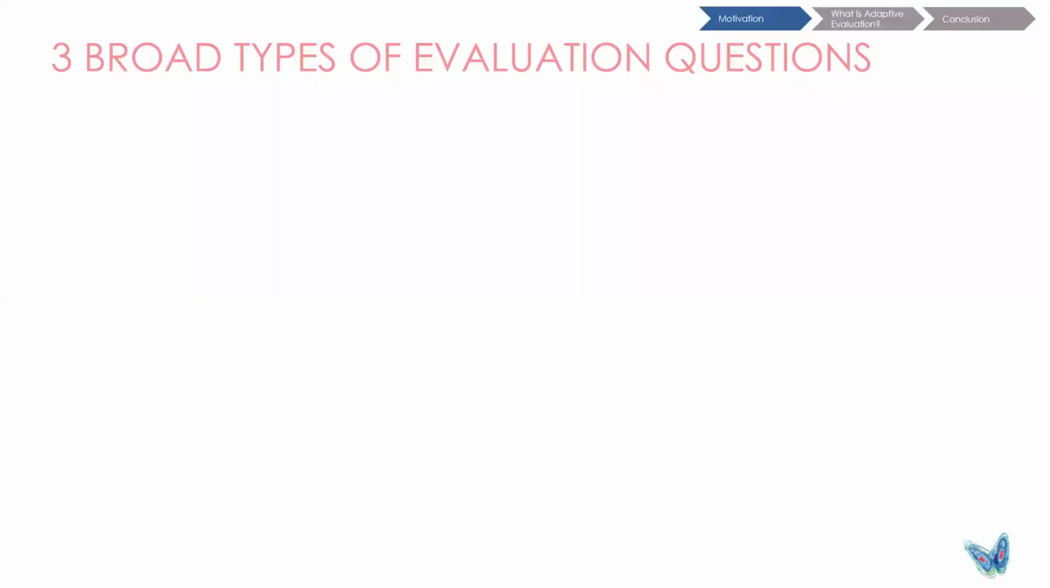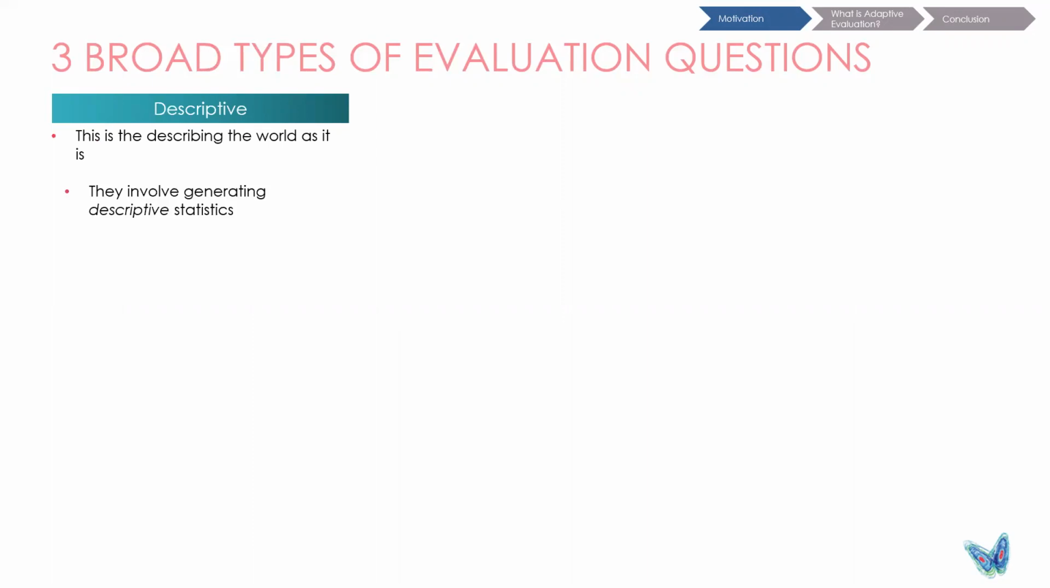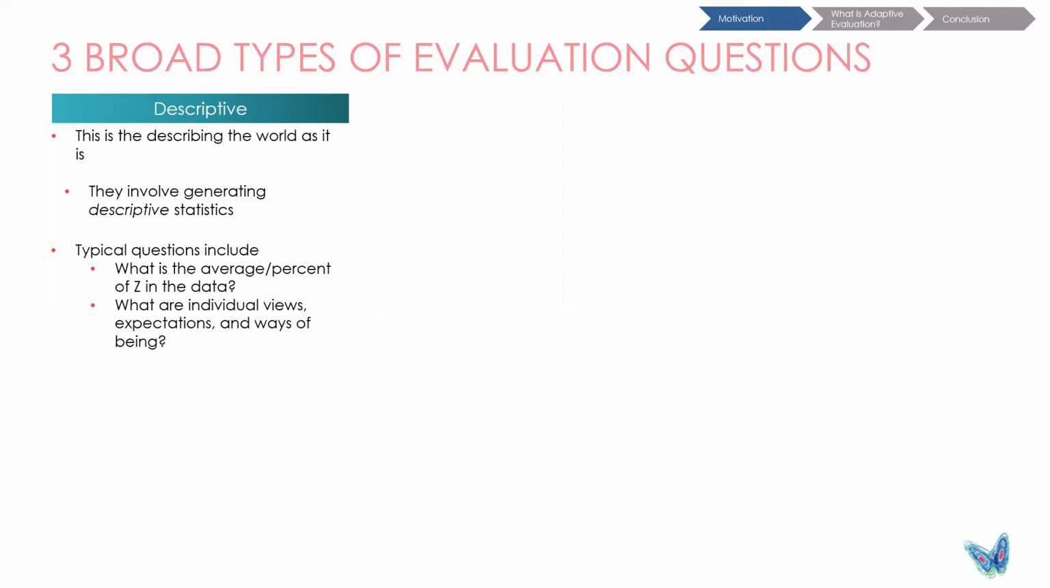We think there are 3 broad types of evaluation questions that fairly categorize all evaluation questions. The first type is descriptive. This is describing the world as it is. They involve generating descriptive statistics. Typical questions include, what is the average or percent of Z in the data? In a more qualitative realm, this involves individual views, beliefs, expectations, and ways of being.